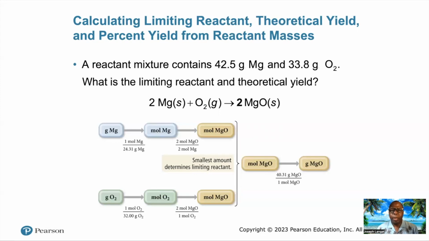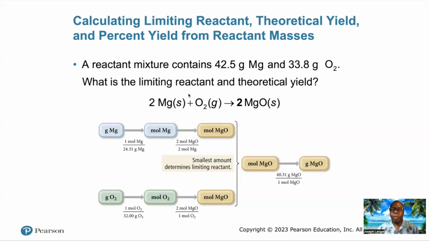Here is an example on mass to mass. If you are given the masses of each reactant, you need to figure out which one is the limiting reagent by converting the given masses to moles and then use the mole ratio to figure out the maximum amount, or the theoretical yield, of the desired product.